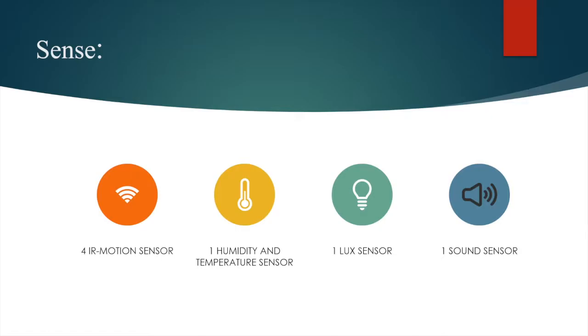The next sensor that we would be using is the humidity and temperature sensor, which is used to sense the temperature inside a room, and the temperature sensor has a fairly wide range of temperature. Thirdly, we would use a lux sensor, which is used to detect the intensity of light in the room. The major change that we have made in our system is the addition of the sound sensor. The sound sensor is used to detect the sound in the room.